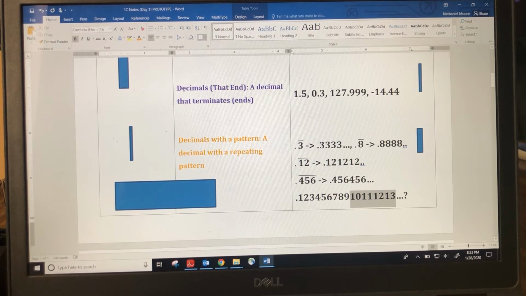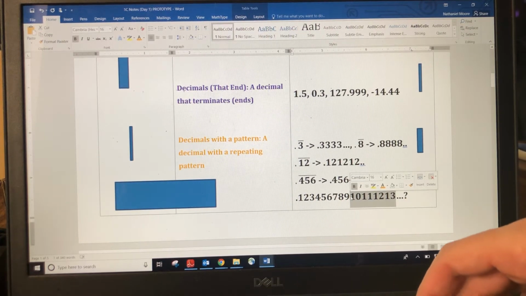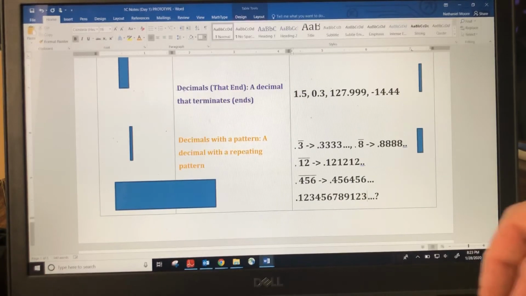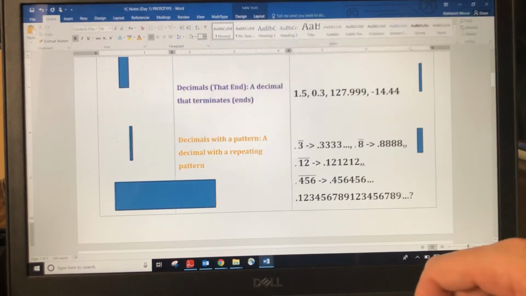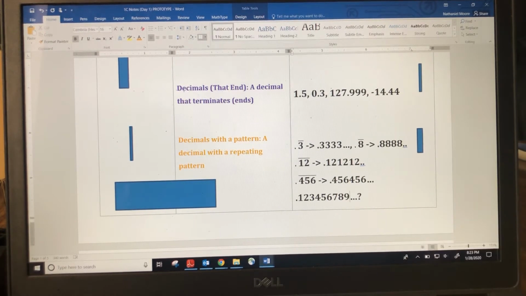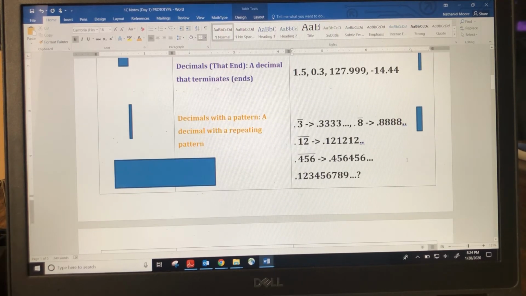Now, if it did something like this, where it did 0.123456789, then went back to 1, 2, 3, 4, 5, 6, 7, 8, 9, well then, yeah, that would be a repeating pattern. And then that makes it rational. But in this other case here, well, this unfortunately is not rational. This is something else. This is that other group that we're going to talk about, which is irrational.